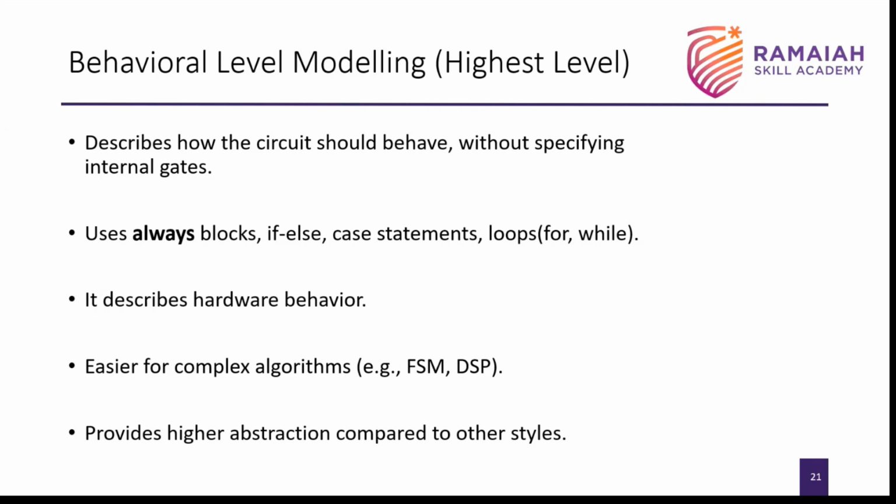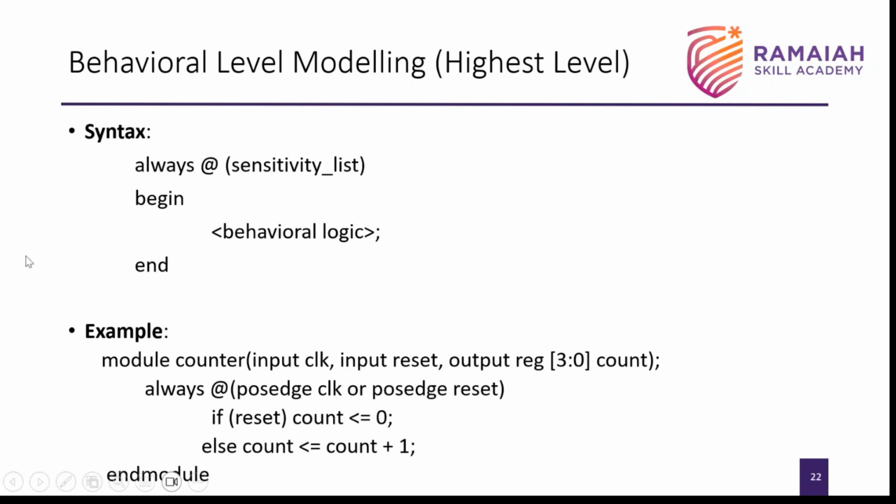If you have complex algorithms like finite state machines or digital signal processing, then behavioral level modeling is much easier to build. This is how behavioral level modeling looks. Always is a keyword, followed by a sensitivity list. The sensitivity list means upon what changes the output should change. Suppose you have two inputs, A and B. If either input A or B changes, my output should change. So the sensitivity list will be my inputs A and B, and based on it, my output within this always block will change.